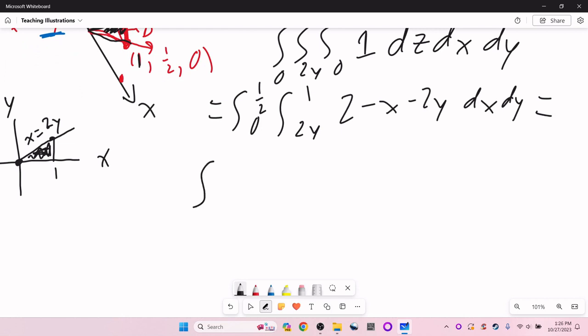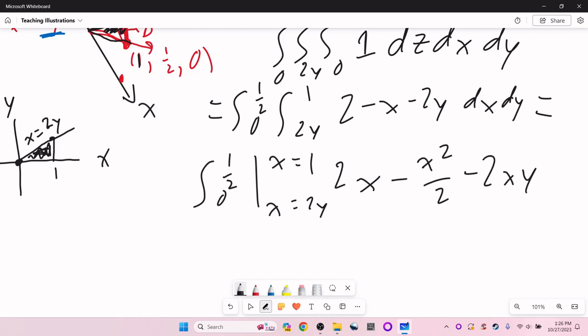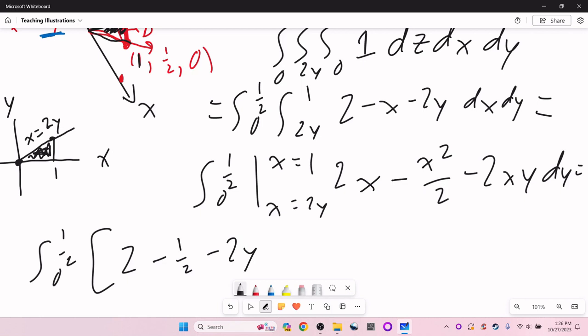So let's do this. Integral from 0 to 1/2, and then from x is 2y to x is 1 of 2x minus x squared over 2 minus 2xy dy, which becomes the integral from 0 to 1/2 of, plug in 1 for x, so it's 2 minus 1/2 minus 2y, minus, I'll plug in 2y, so 2y times 2y, that's 4y squared over 2, so it's minus 2y squared, minus, now plug in 2y for x, so it's 2 times 2y, so that's 4y times y is 4y squared.